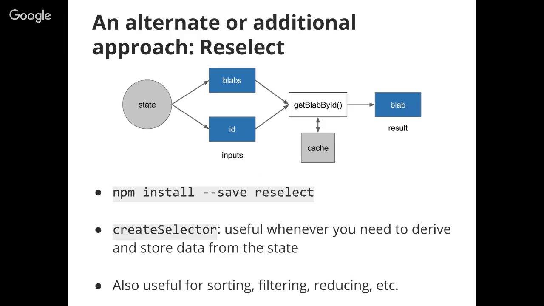It's also very, very useful for sorting, filtering, reducing, that sort of thing, where you have some sort of filter set, or only show blabs from one person, or show them in reverse, or in chronological order instead of reverse, or whatever else. You can store that data so you don't need to iterate through in a certain way every single time the state changes, and certainly every single time the render function happens. So that makes it a little nicer too. Reselect can speed that up.